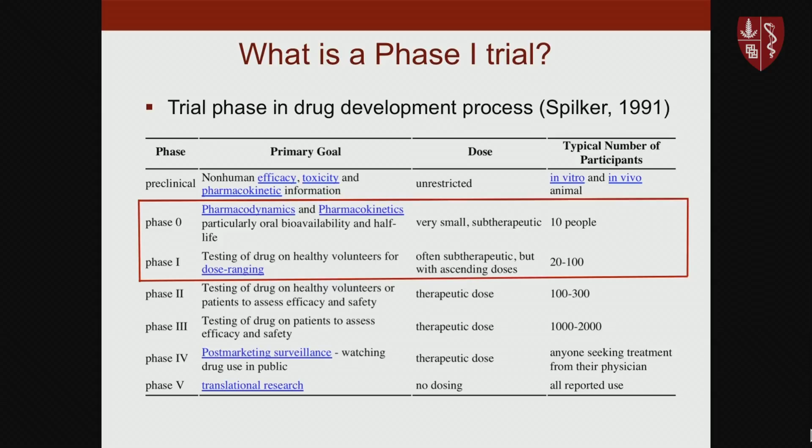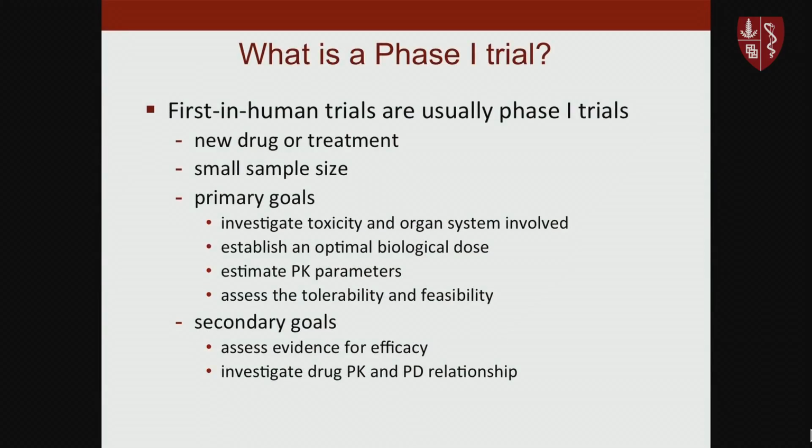The characteristics are that, of course, it's usually a new drug or new treatment, usually with a very small sample size, and there's no hypothesis developed. So the idea is really exploratory. For first time in human, you want to understand their toxicity and what organ systems are involved. Then you establish the optimal biological dose, understand the pharmacokinetic parameters, and also the tolerability and the feasibility of the medication.